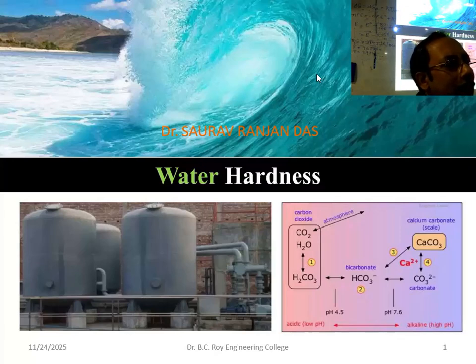And carbonates are usually insoluble. Calcium carbonate is insoluble, magnesium carbonate is insoluble. And already I told you that calcium and magnesium are the major reason for the hardness. Why so? Sodium and potassium salts do not react with soap. And the definition of hardness is that water that cannot produce sufficient lather or foam with soap is called hard water.